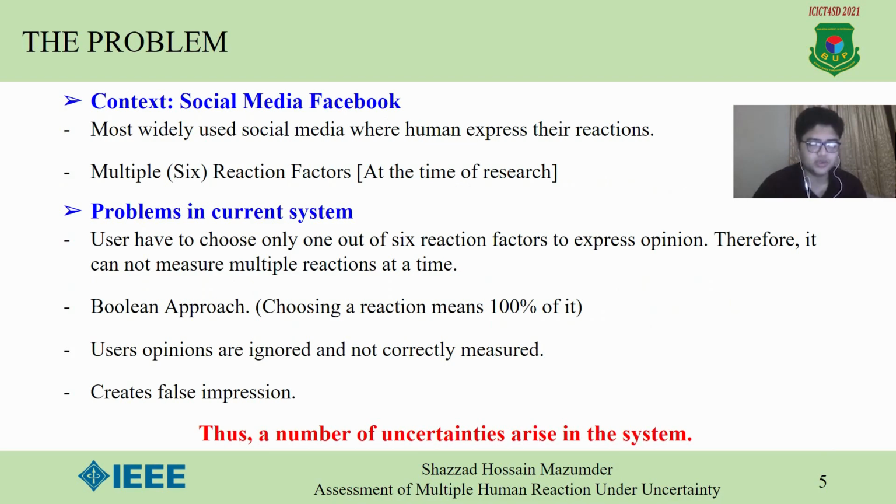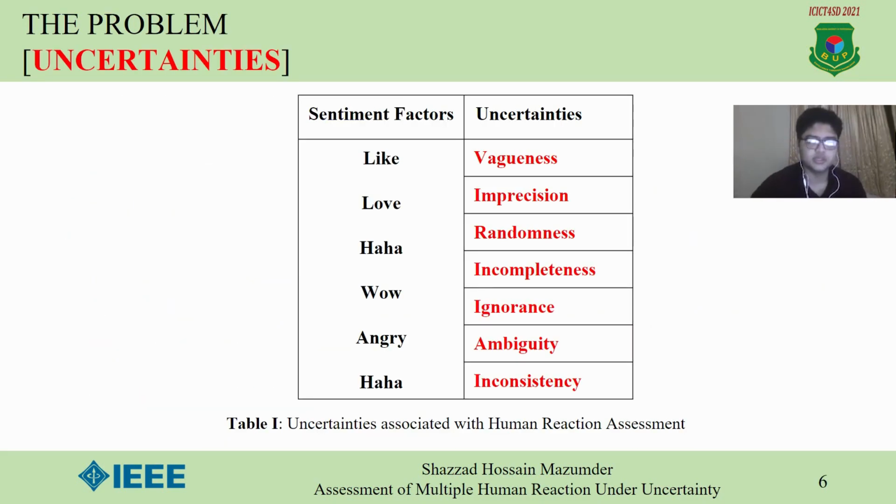As the system is not facilitating multiple reaction, then the accurate user opinion is ignored and is not correctly measured. The system is creating some false impressions. Due to these problems, a number of uncertainties arise in the system. Uncertainties such as vagueness, imprecision, randomness, incompleteness, ignorance, ambiguity, and inconsistency.